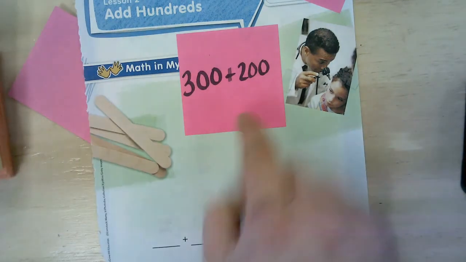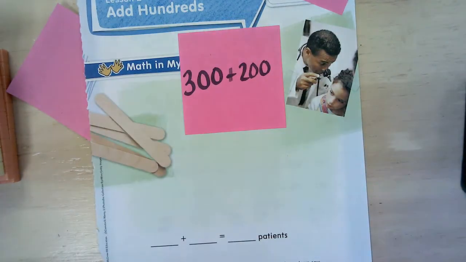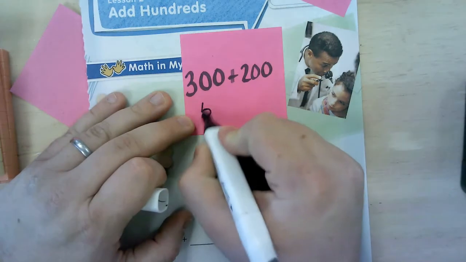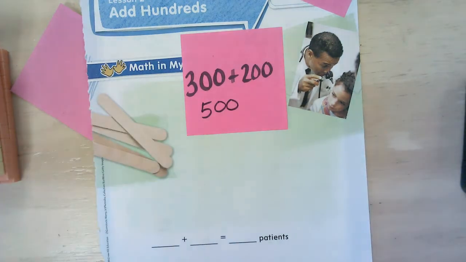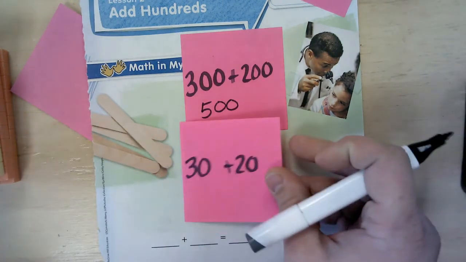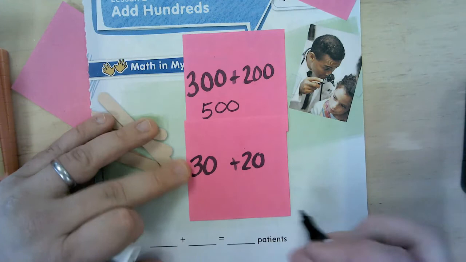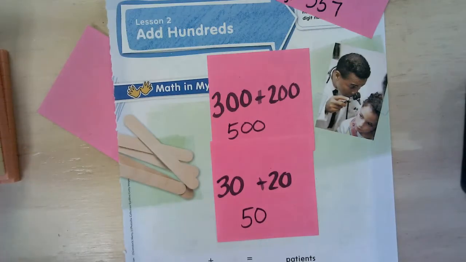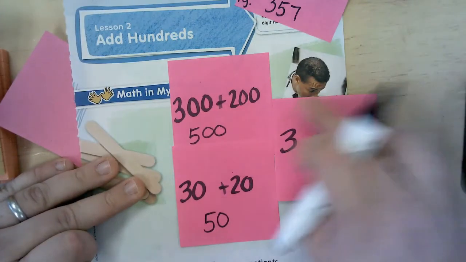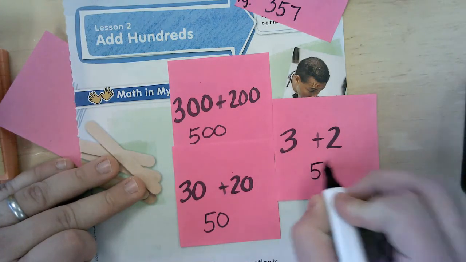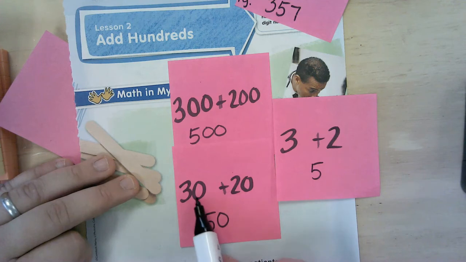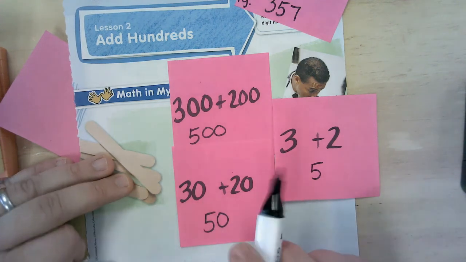Interesting. When we had 300 plus 200, we just counted that out, and we found that we had 500. When we had 30 plus 20, we found that that was 50. And when we started off with 3 plus 2, we had 5. Well, the 3 and the 2 is the same in all these different ones. What has changed is we've added zeros to change what the place value is.